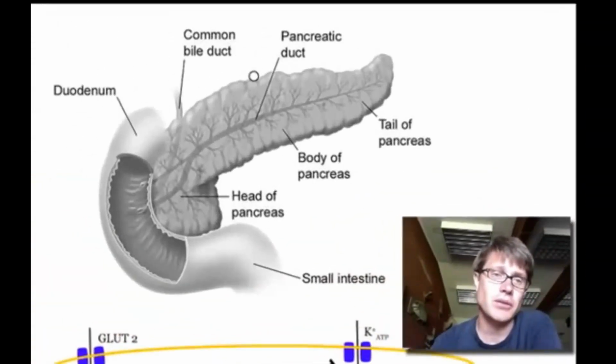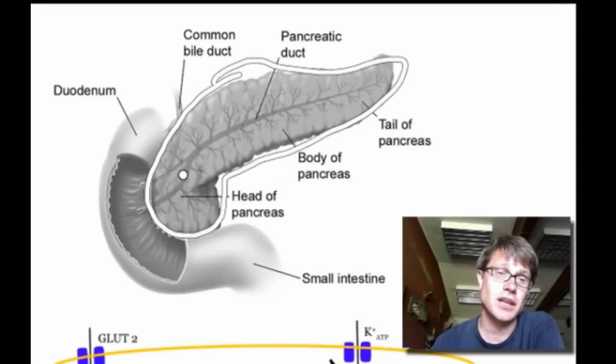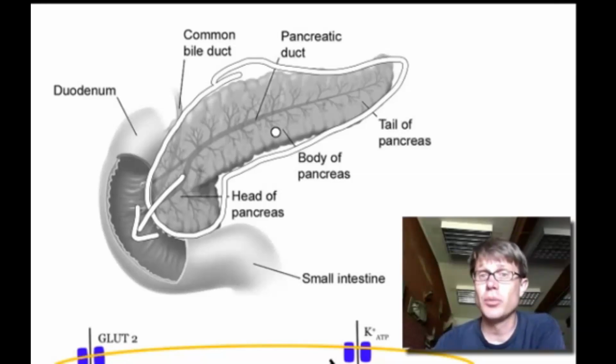And so this is your pancreas. The pancreas's major job is to empty digestive enzymes into the small intestine when there's food there, so we can digest and absorb it. But it also has a dual purpose, and one is to regulate the blood glucose level.